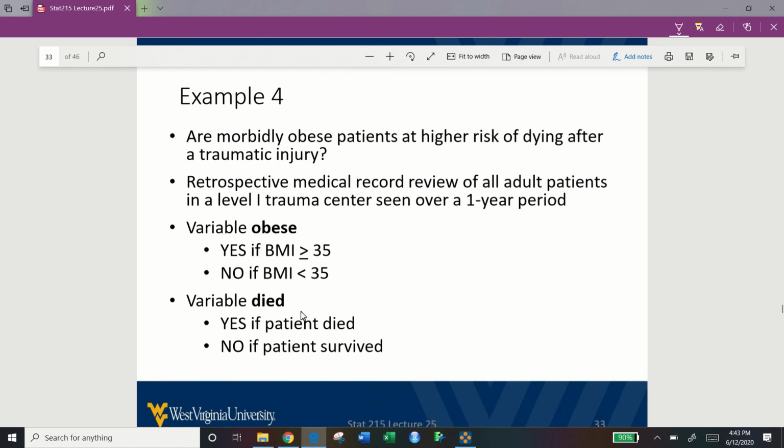Let's go on and take a look at a fourth example. Are morbidly obese patients at higher risk of dying after a traumatic injury? We will use retrospective medical record review of all patients in a level 1 trauma center over a 1-year period. Our variable for obese will be yes if the patient had a BMI of greater than or equal to 35, no if the patient's BMI was less than 35. The variable for died will be yes if the patient died and no if the patient survived.